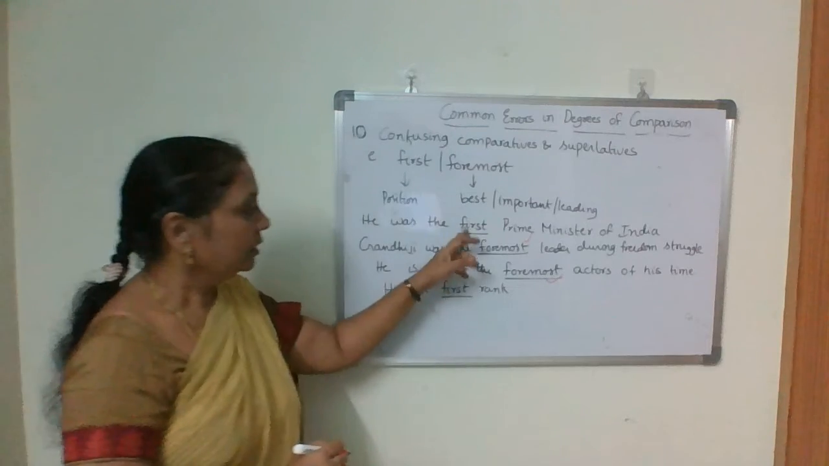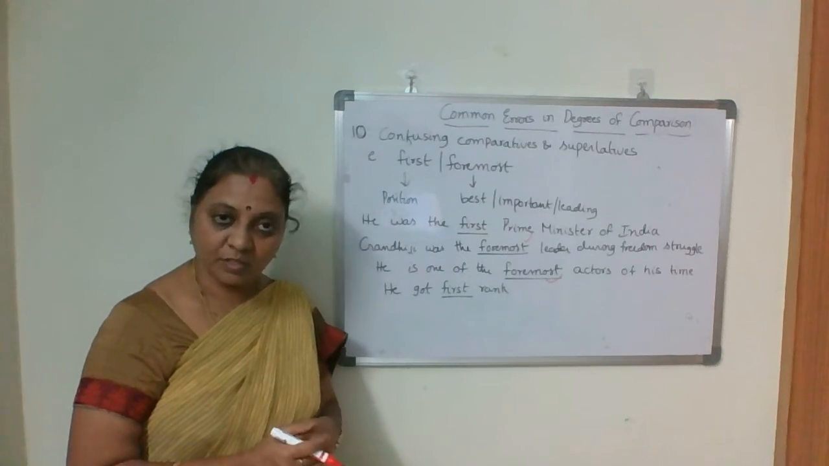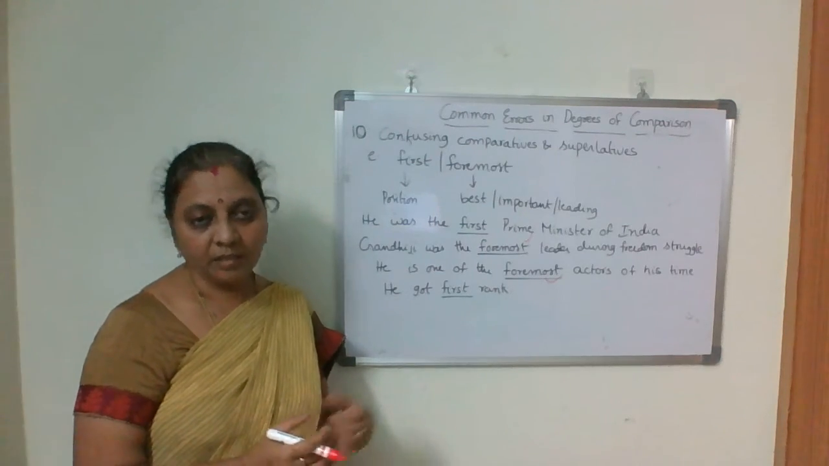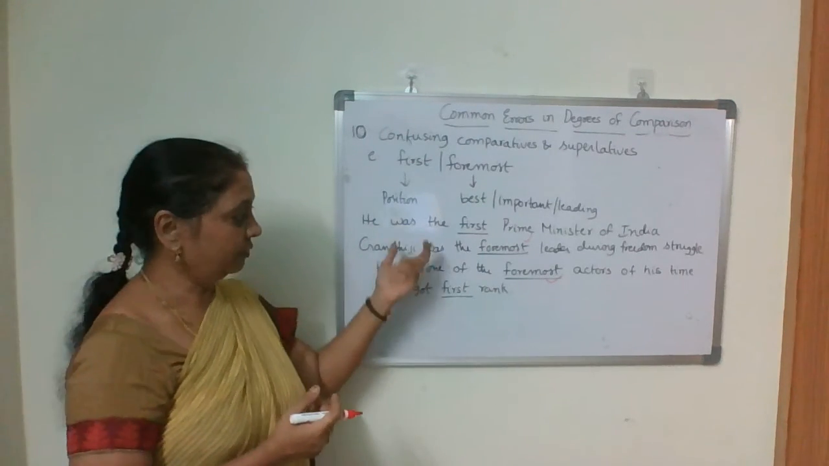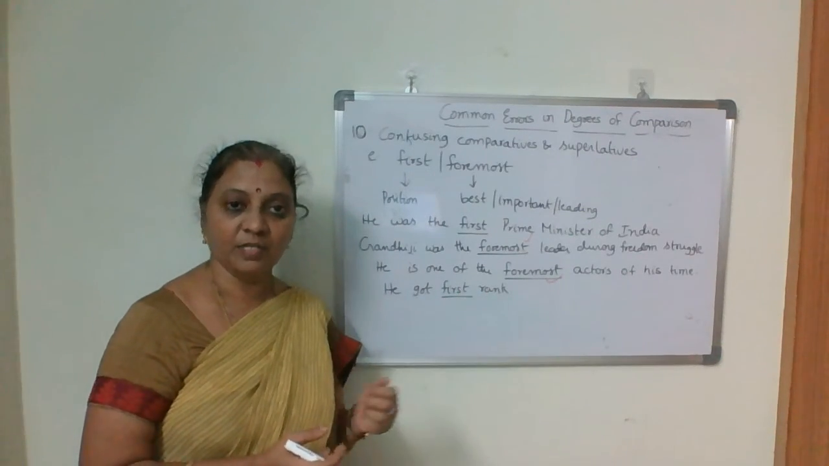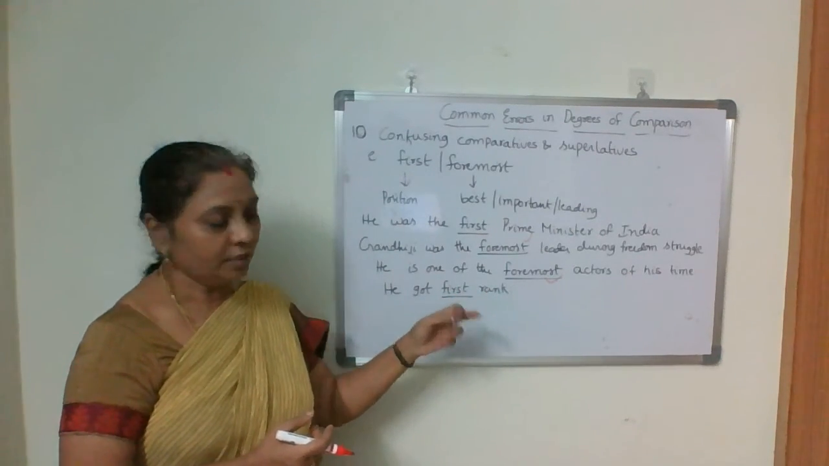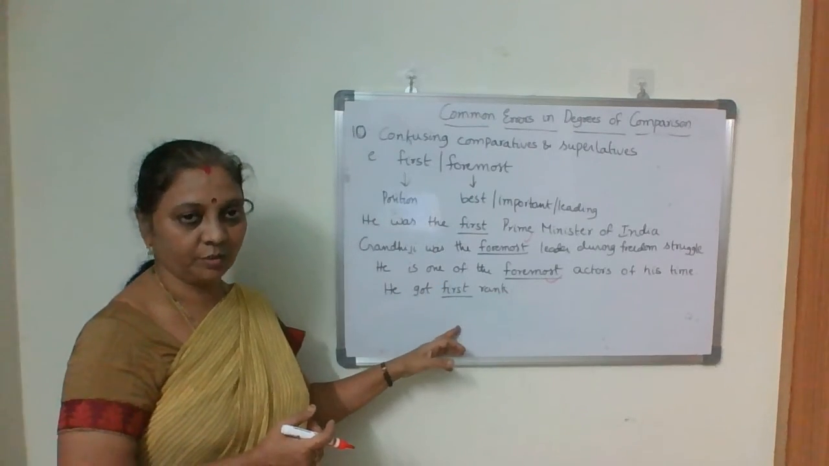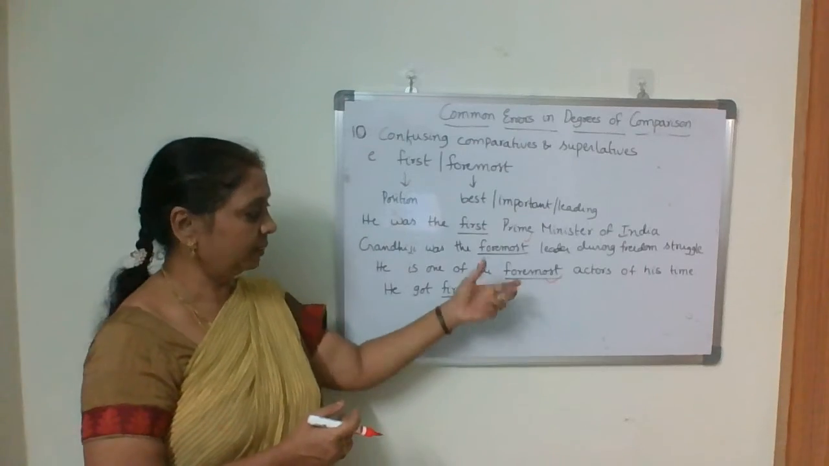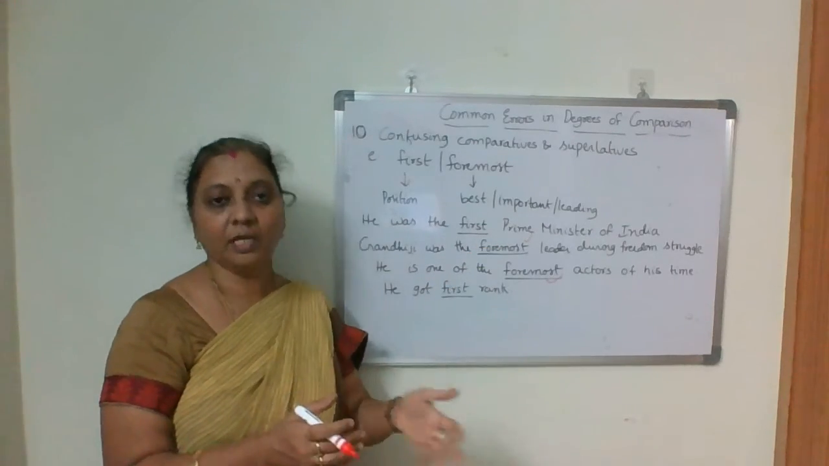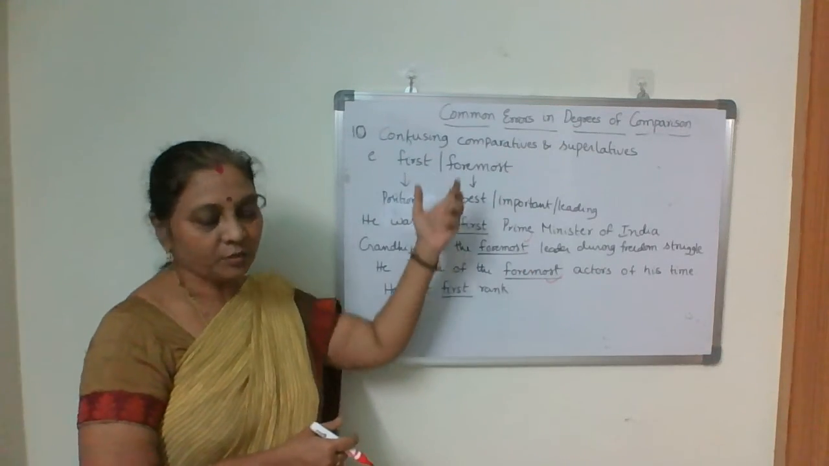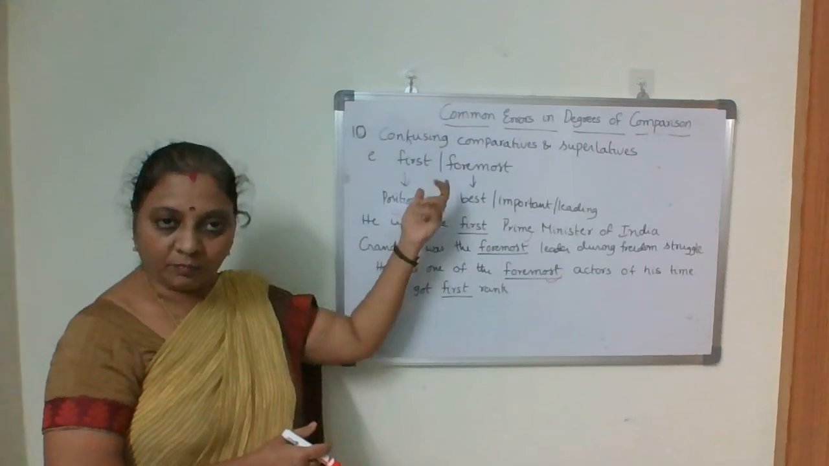And first: he was the first prime minister of India. He was the first chief minister of our state. So in such cases, it is the position; he was the first one. He got first rank, he secured first mark. So first we use in such cases, and foremost is the best thing or important thing or the leading thing. We should use foremost. So this is the difference between first and foremost.